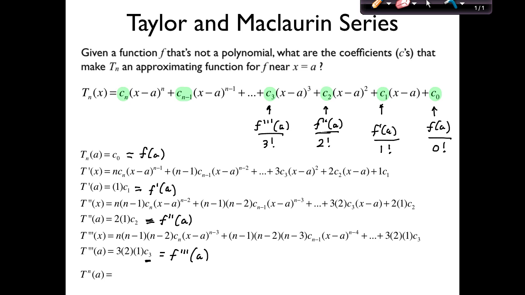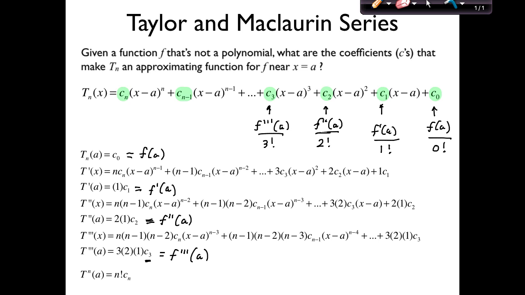Okay, so what about the nth? If I go up to the nth, I want to get the nth coefficient. If I want to get the nth derivative right at a, what do you think the nth derivative will be if we keep taking derivatives? The nth derivative would be what? What will it be? N factorial, and then the coefficient, right?